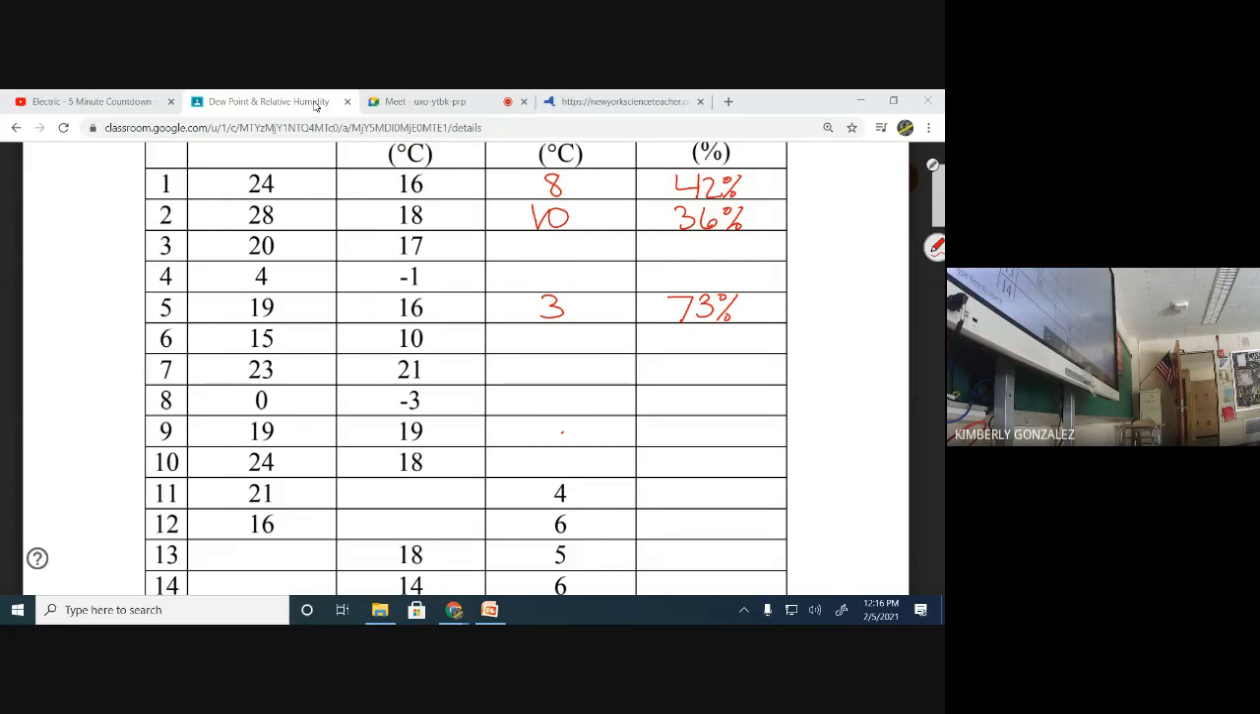Okay. I want you to try and finish this page. When you get to question number 11, be careful. The only hint I will give you is the wet bulb temperature is always lower than the dry bulb temperature. All right? The wet bulb temperature is always lower than the dry bulb temperature.